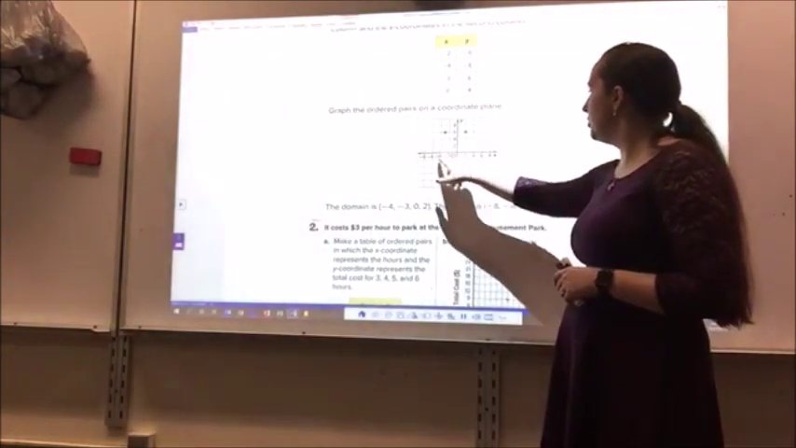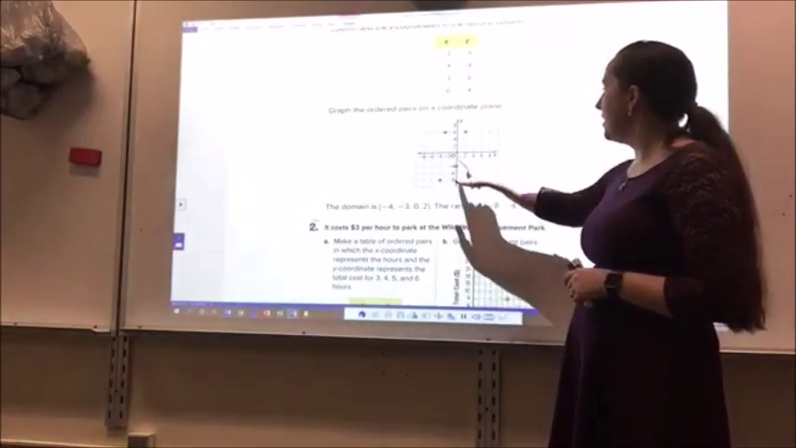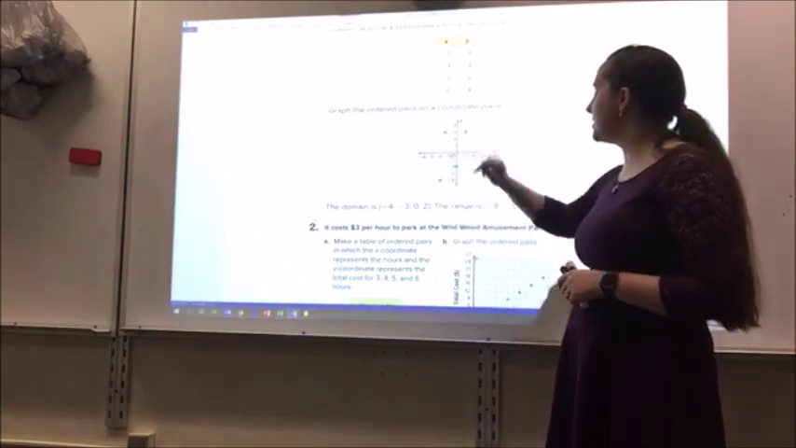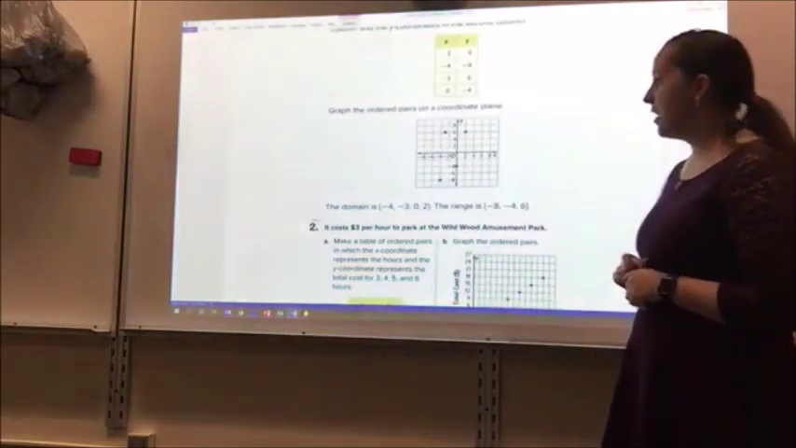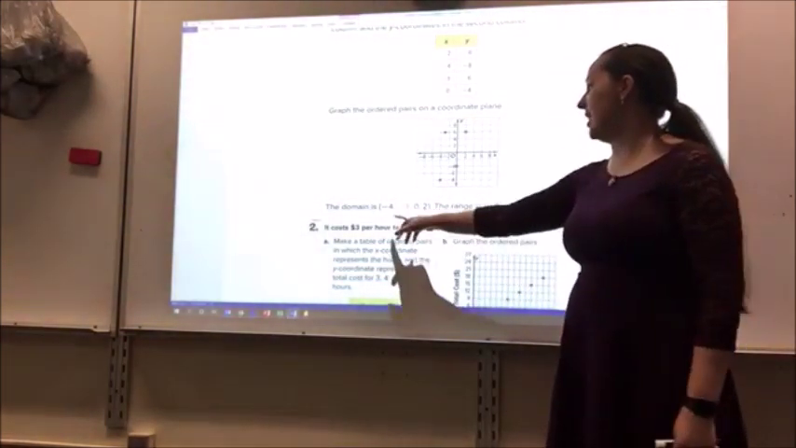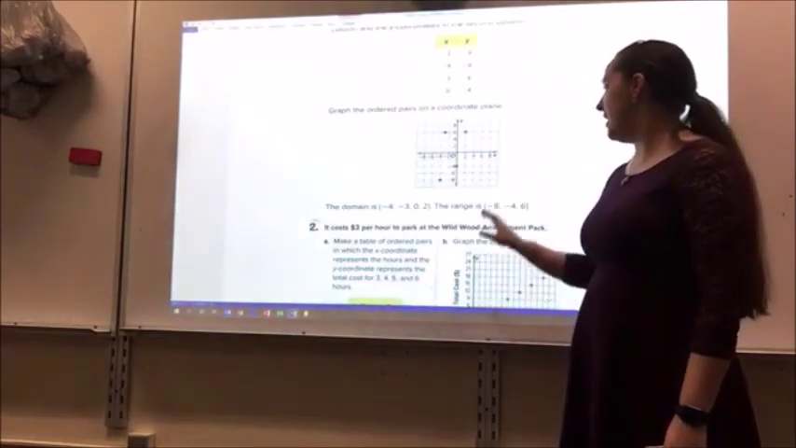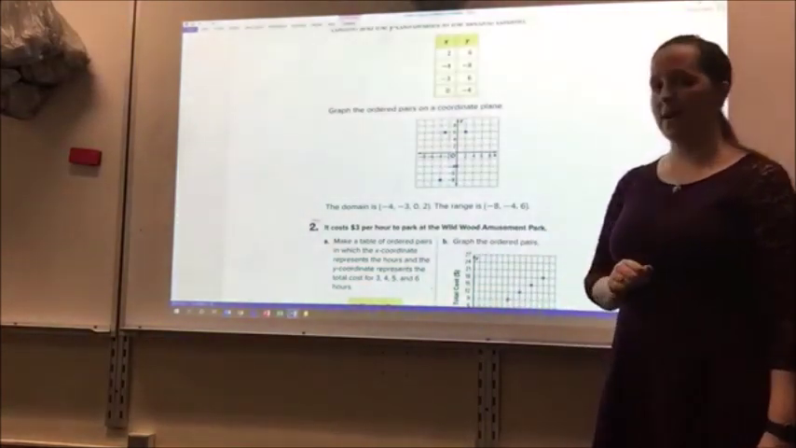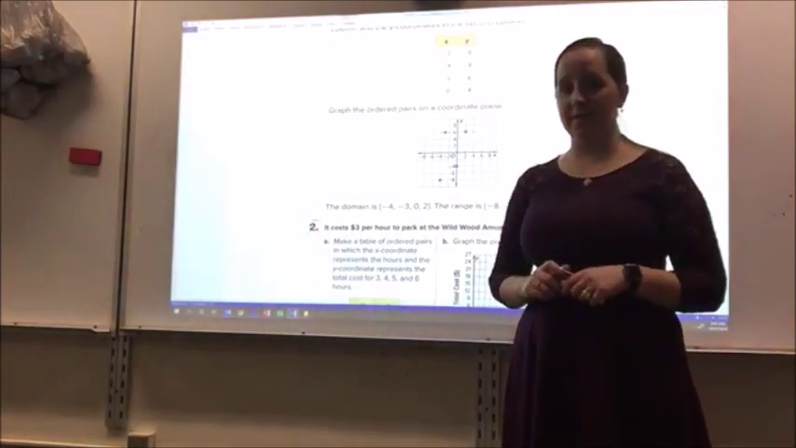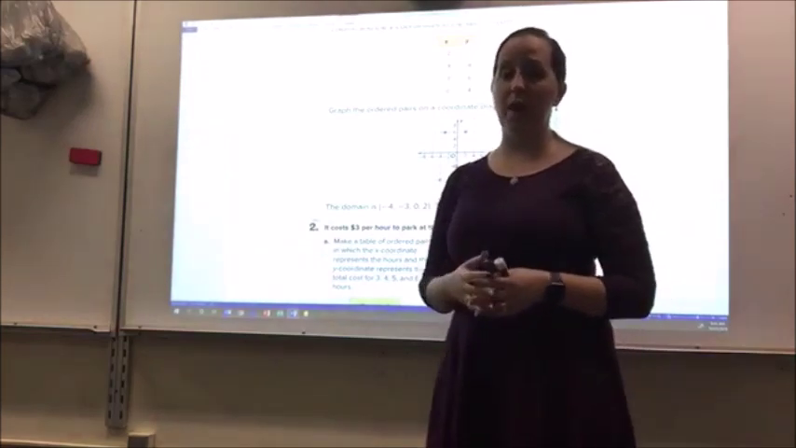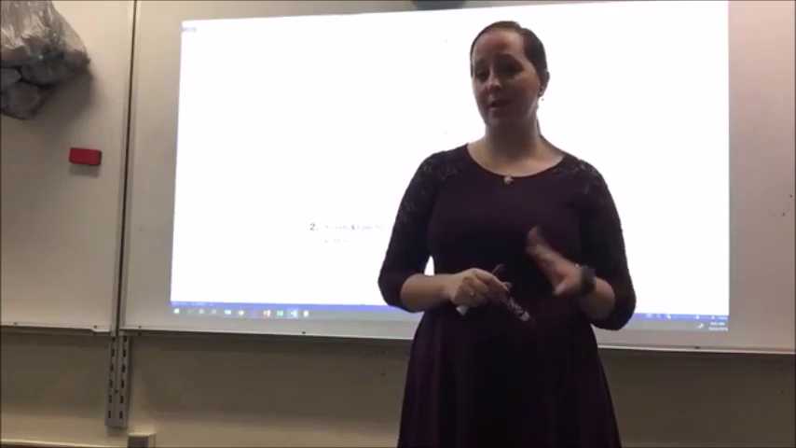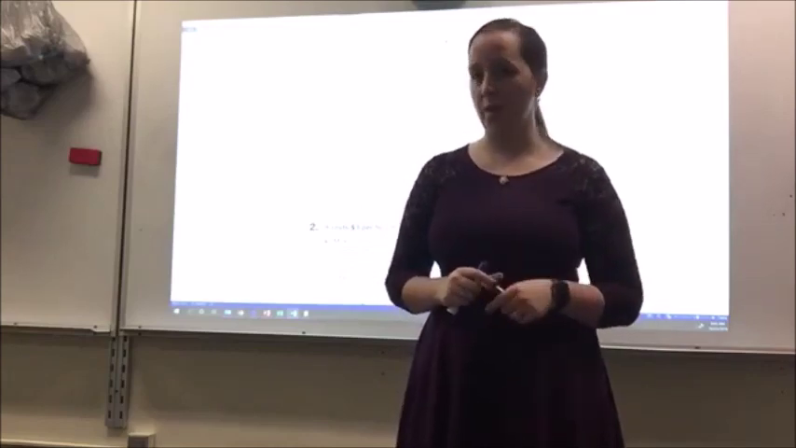So 2, going over 2, up 6, -4, down -8, going over -3 and up to 6, and 0, -4. The domain, remember, is the set of all of my x values. So my x values are -4, -3, 0, and 2, and the range is -8, -4, and 6. Okay? Notice that I have 2 values that are both 6s. I don't have to state both of them twice in my range or my domain, depending on where they are. So if you have 2 numbers that are exactly the same, you can just list one of them.